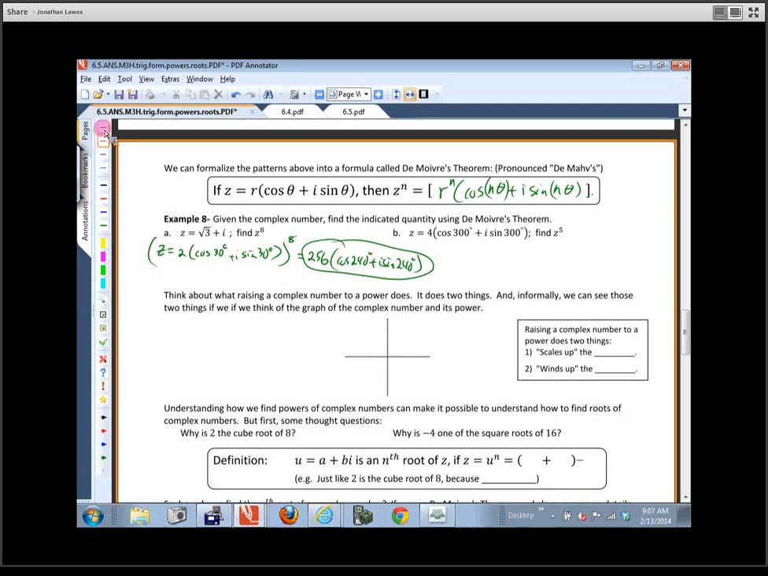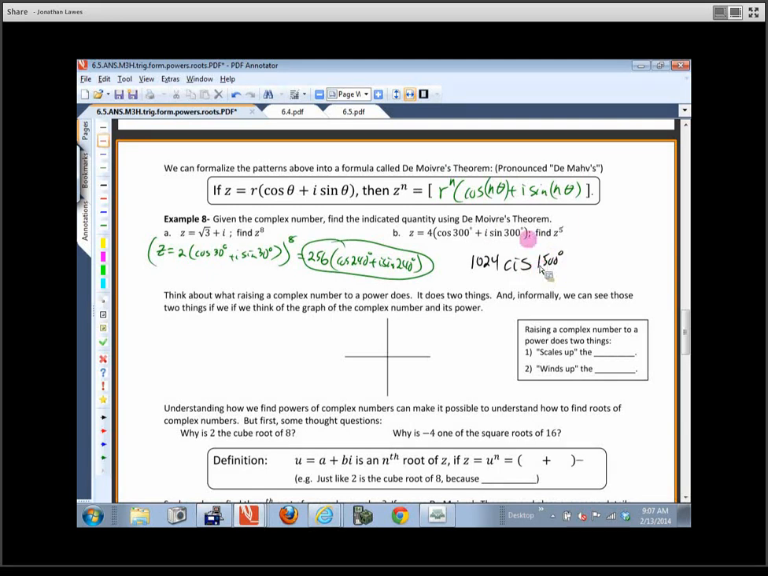So let's go ahead and write down the answer here. If this is what z is, and I raise that to the fifth power, I take 4 and I raise it to the fifth. So what is 4 to the fifth power? 1024. So 1024 is going to be the radius, or the modulus. And then if I multiply these together, I am going to write cis on this one. If I multiply the angle by 5, I end up with 1500 degrees.